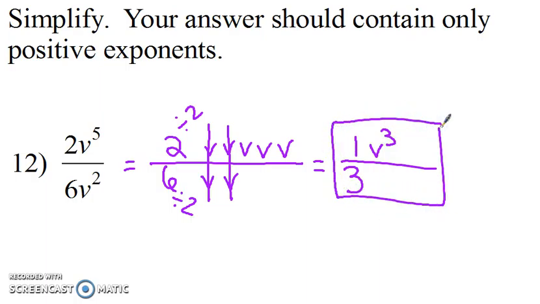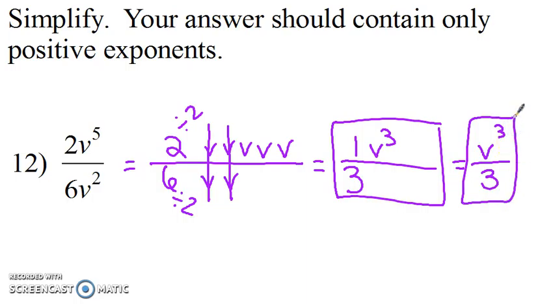We could make it a little bit simpler if we wanted to take that 1 off, because we really don't need 1's in front of variables. So we could have v to the 3rd over 3. And that would be a good answer too. I actually like this one a little bit better.